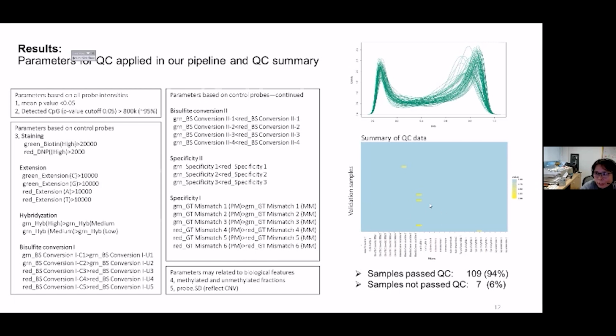This figure summarizes the QC data, with the x-axis for the QC parameters and the y-axis for the samples tested. A value near 1 is shown as blue for pass QC and yellow for non-pass QC. You can see that the majority of our tested cases passed QC. If you look at the beta curve, these samples also show the typical pattern of beta value distribution, with a peak near 0 and one peak near 1. In total, 109 samples passed QC and 7 failed QC.